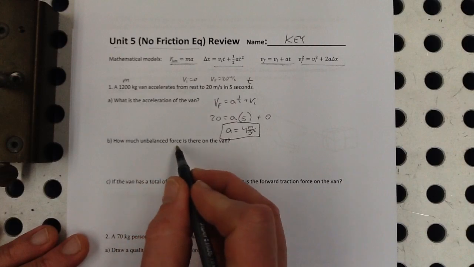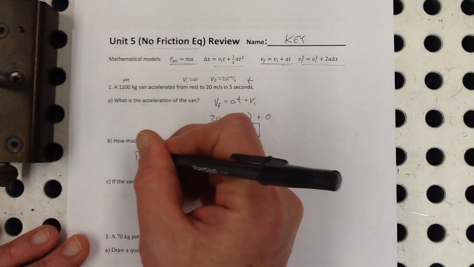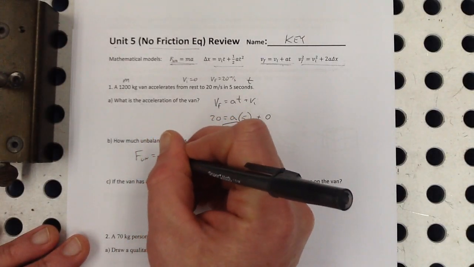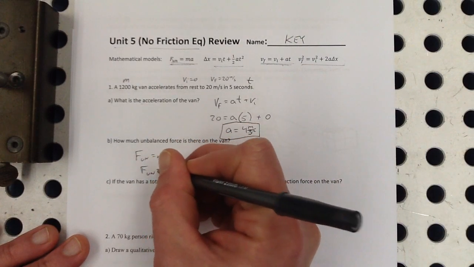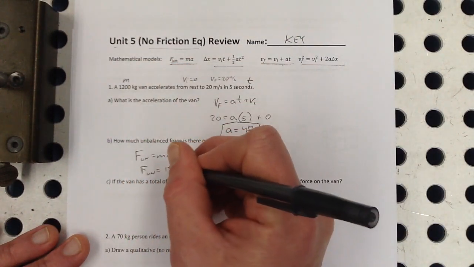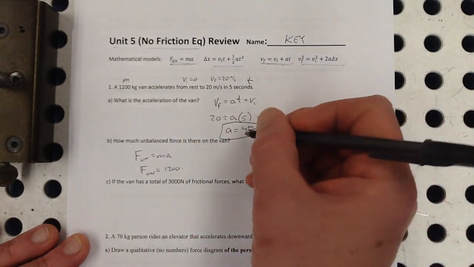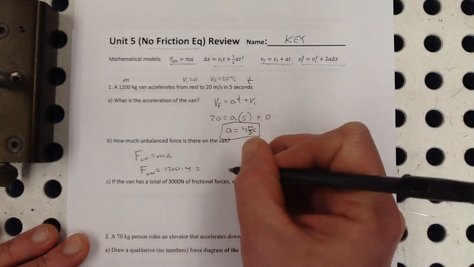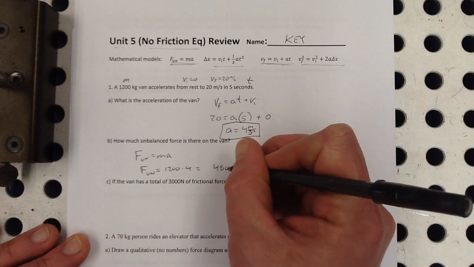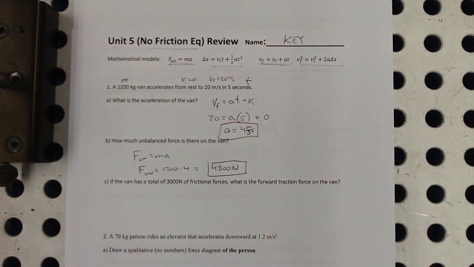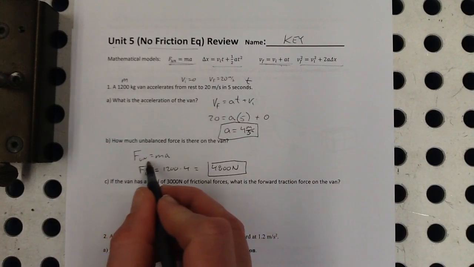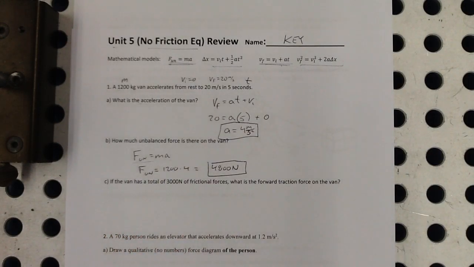How much unbalanced force is there on the van? Mass of the van is 1,200 times the acceleration, which is 4. 4,800 newtons. See me writing down that equation there again before I use it.